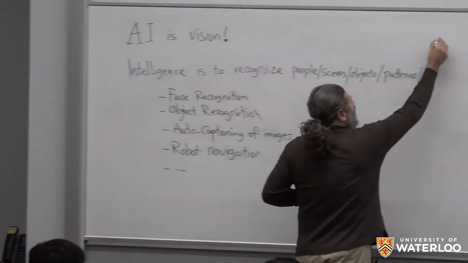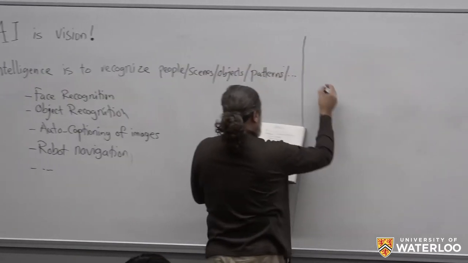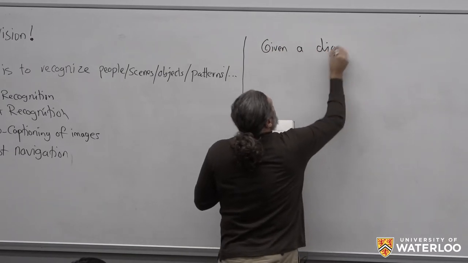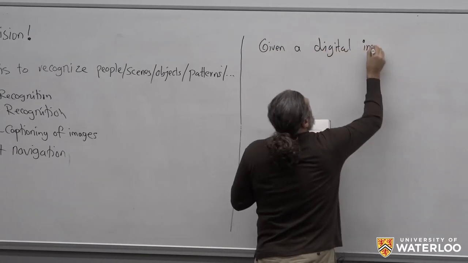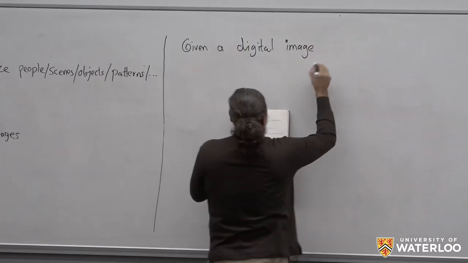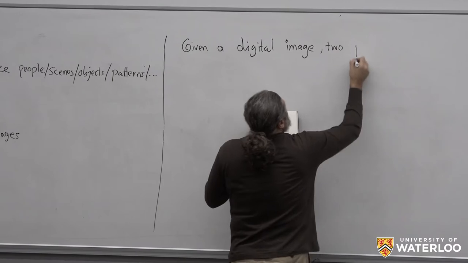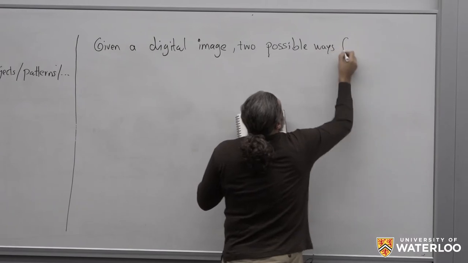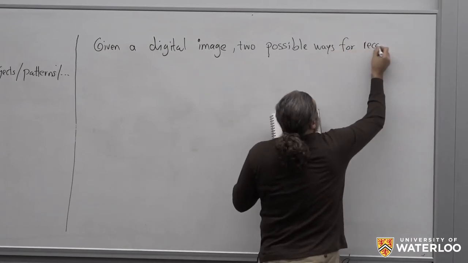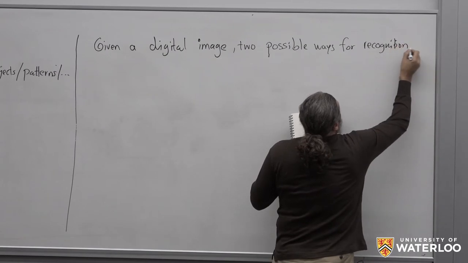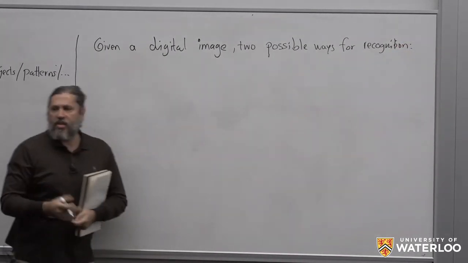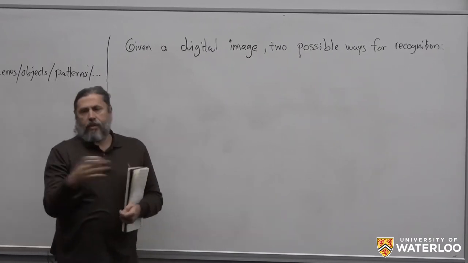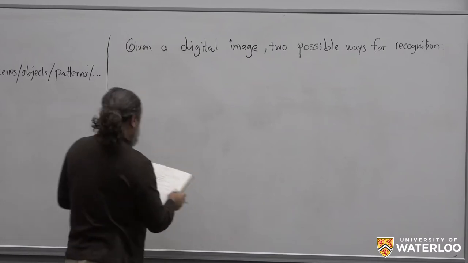So given a digital image, we have basically two possible ways for recognition. So you want to do something impressive. If an image is given and you want to recognize the face, or you want to say that's a cat, that's a car, dog playing in the park, whatever that is.